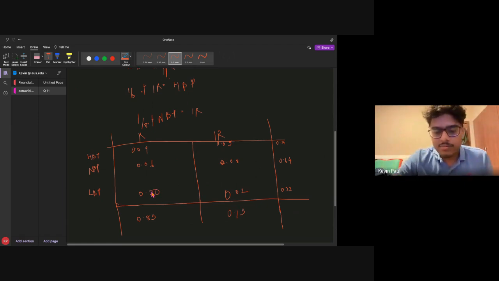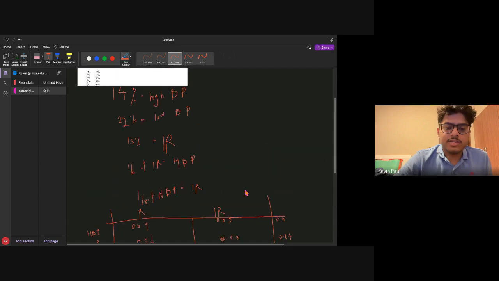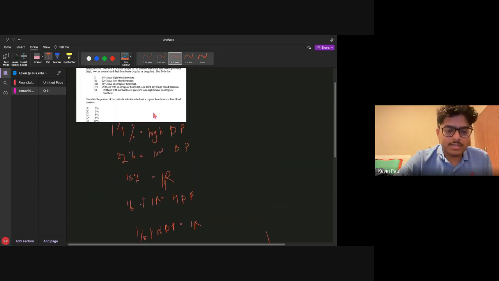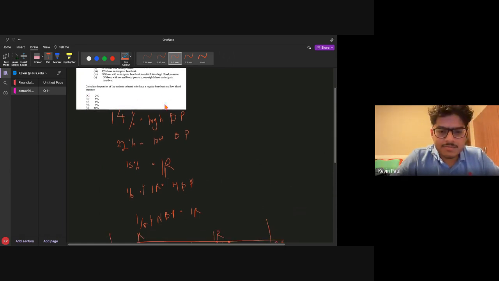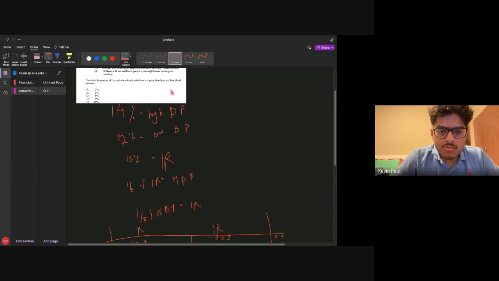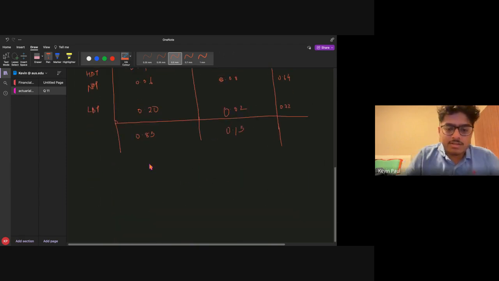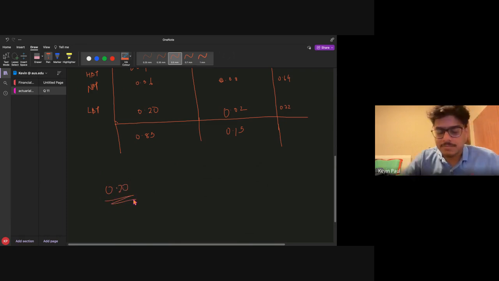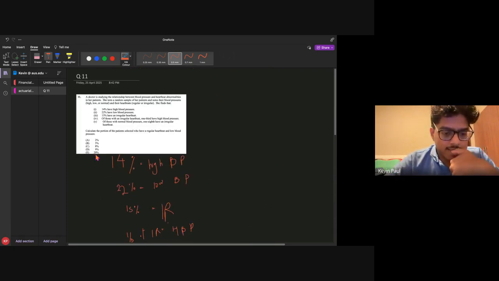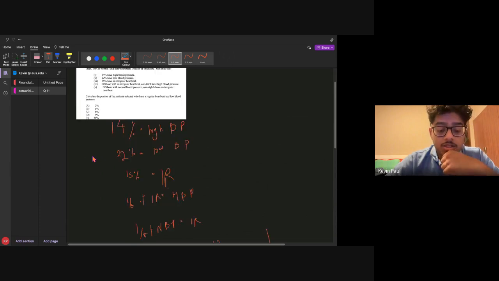Okay, so we computed each of the total 6 different possibilities. Now we need to solve the question basically. Calculate the portion of the patients who have regular heartbeat and low blood pressure. So low blood pressure, regular heartbeat, 20%. The answer is 20%, and that is option E.